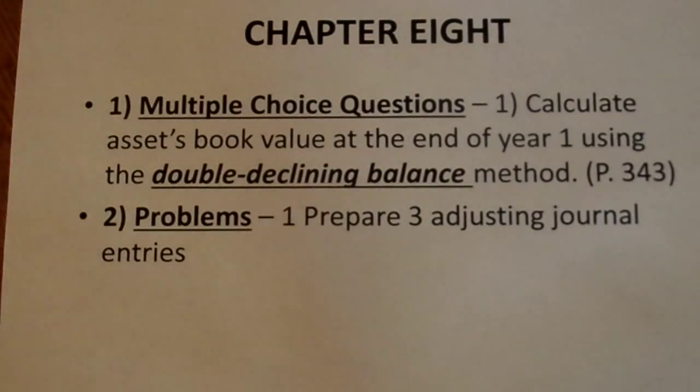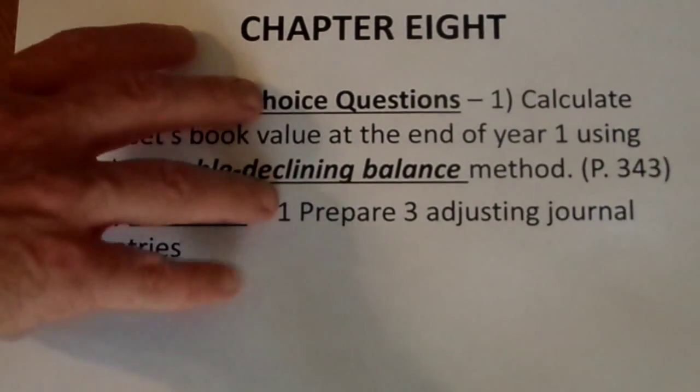Just looking at that again, I'm feeling like the video is a little bit of a cue, and the outline is a bit of a cue, but this problem actually does not appear. This is a mistake that I didn't take off. So there's really only one question from Chapter 8, and it's a multiple choice question. Again, you will not have a problem from Chapter 8. So nothing about the 3 adjusting journal entries.